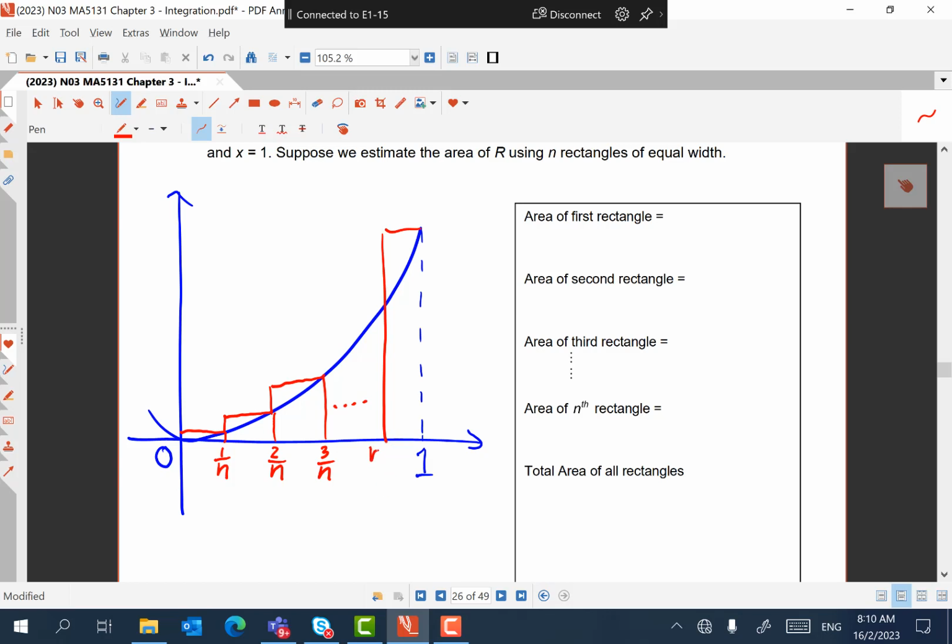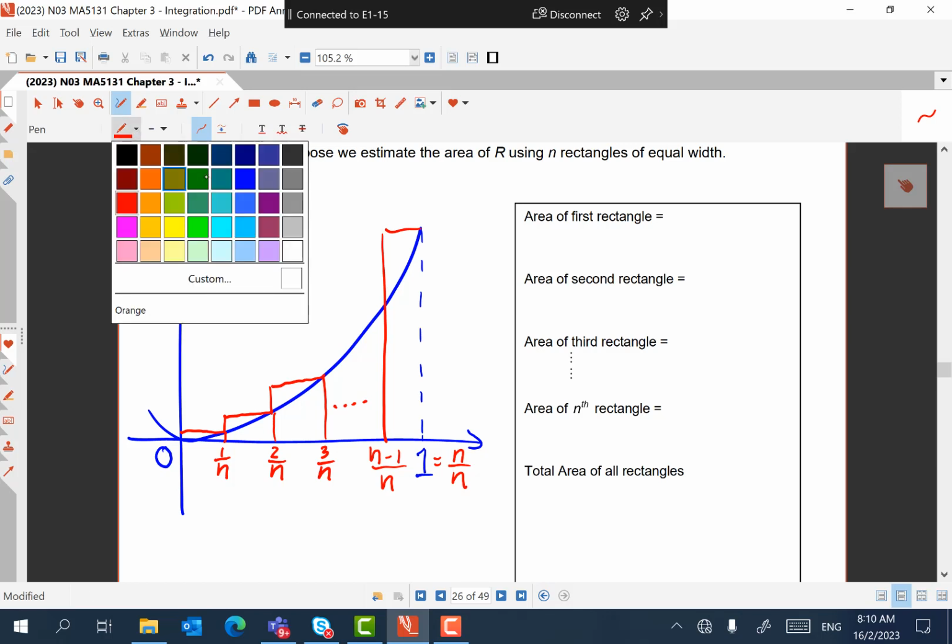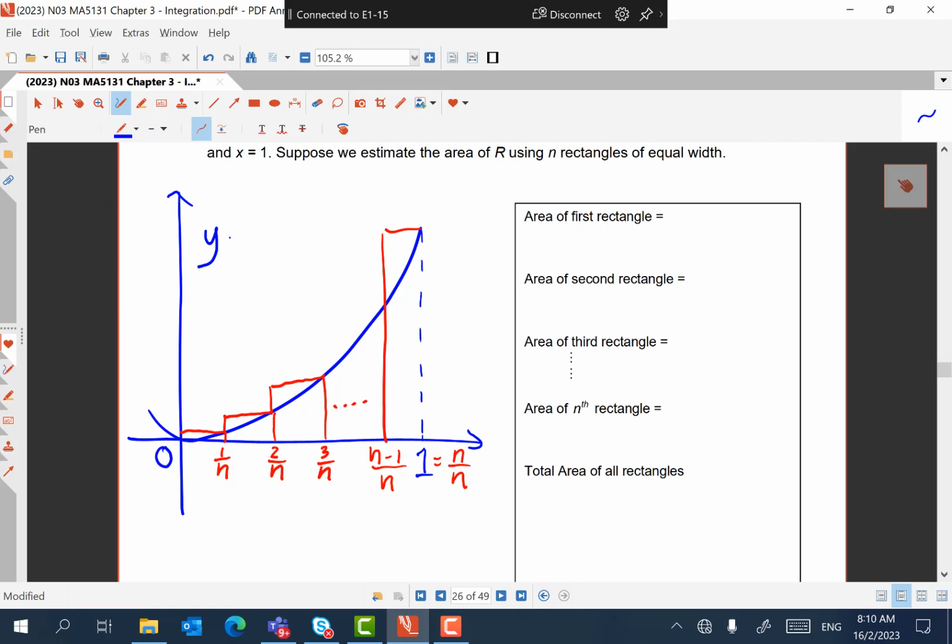This will be n minus 1, and this one is actually n over n, right? Right. Okay, still Ivan, tell me how to find the area of the first rectangle, which is 1 over n. The second area. Ivan? Right. How about the last rectangle?